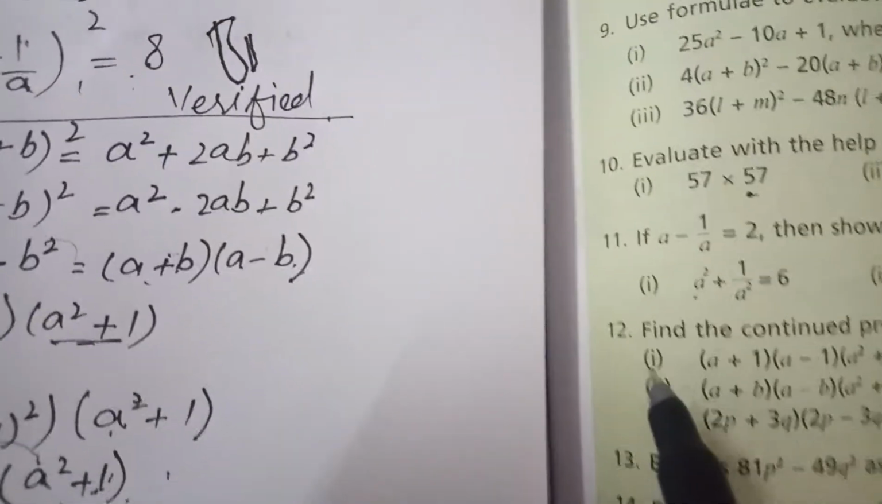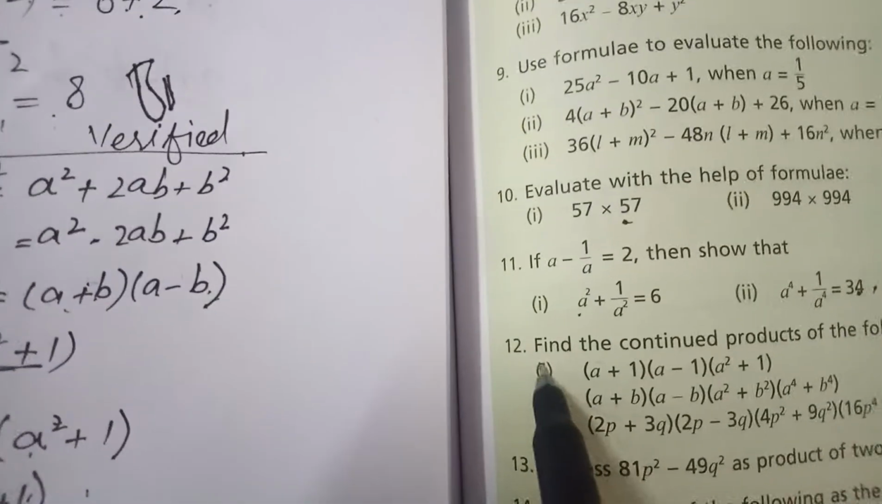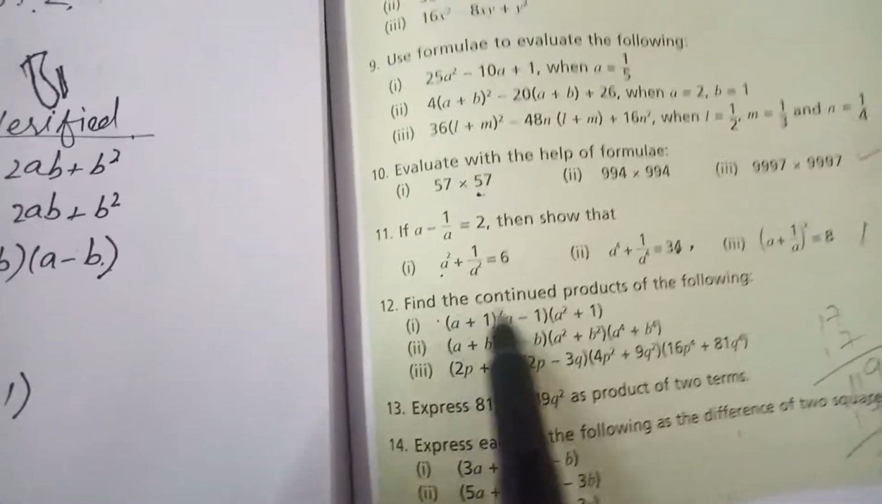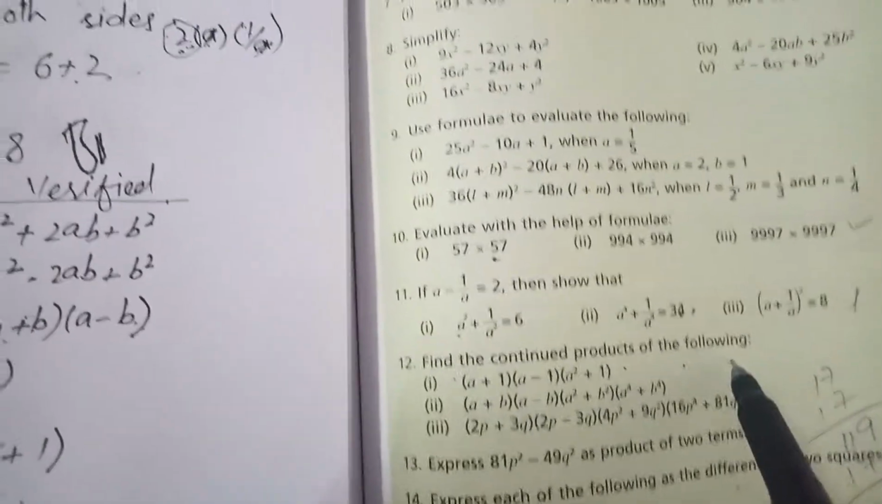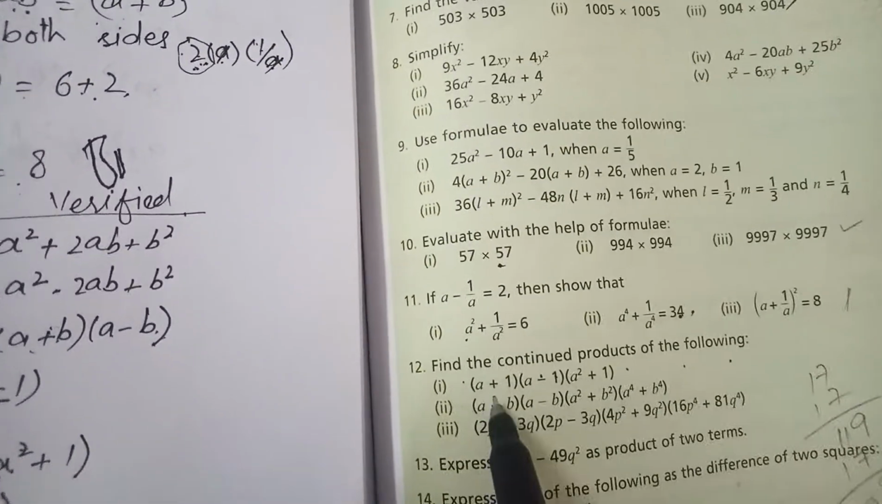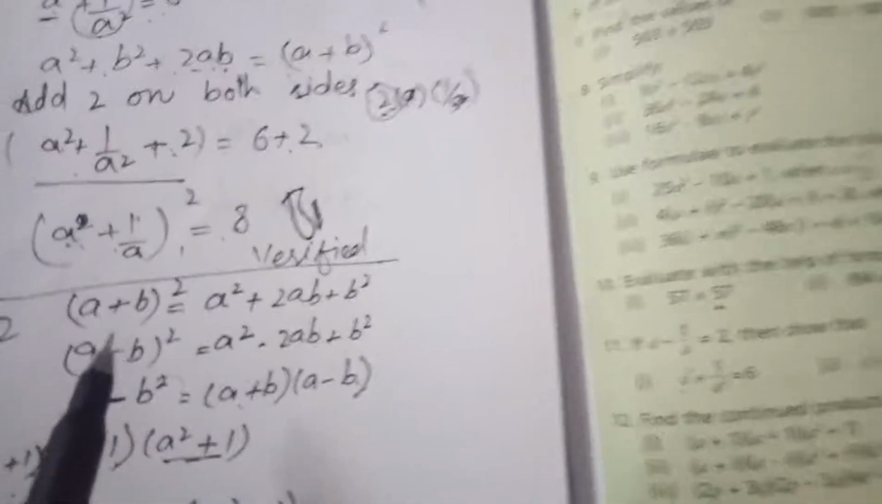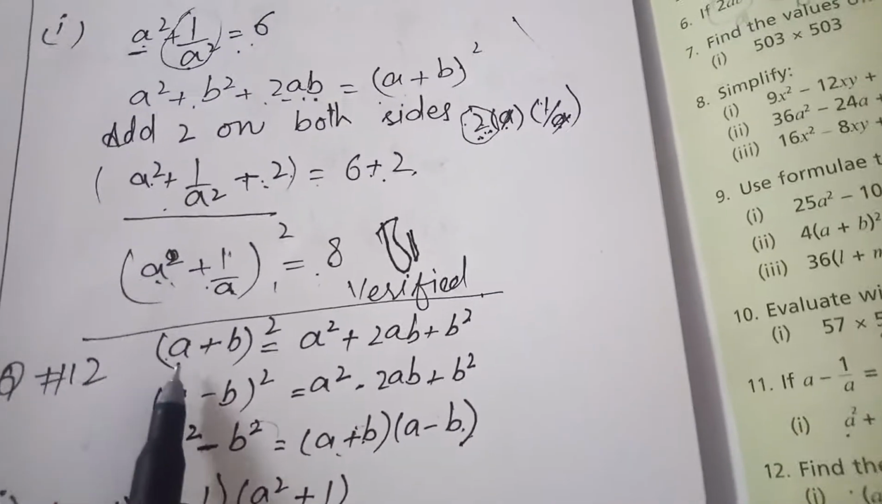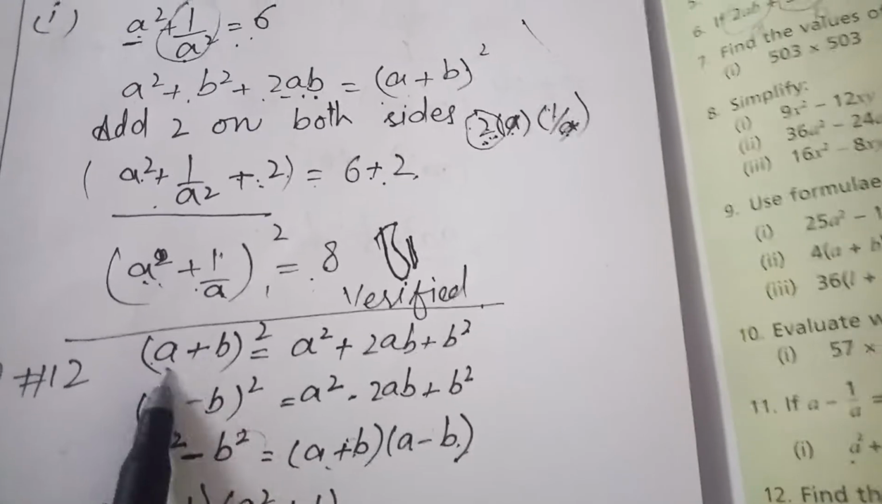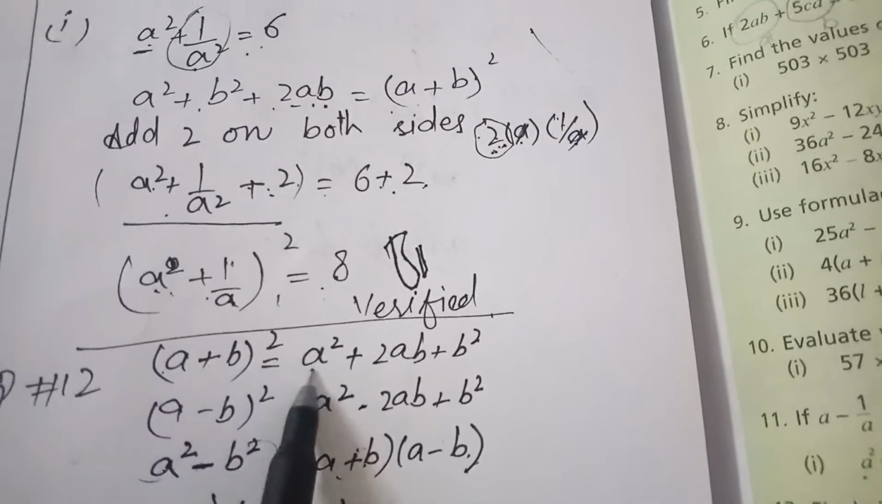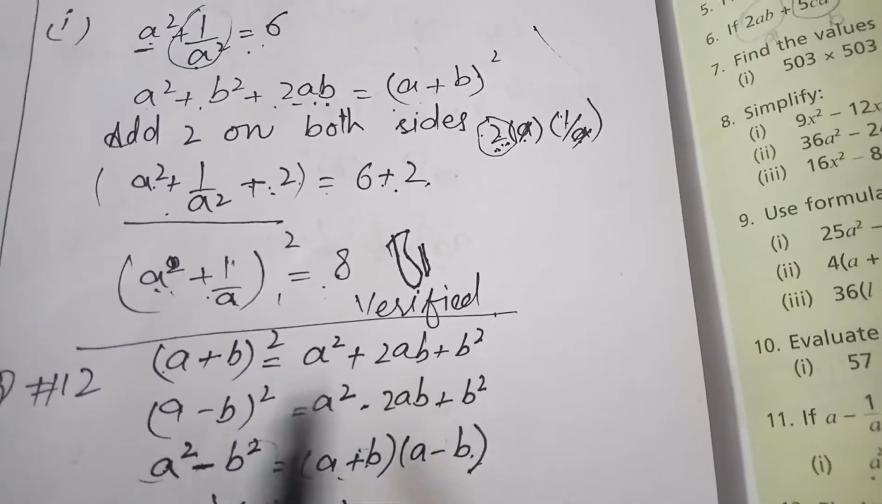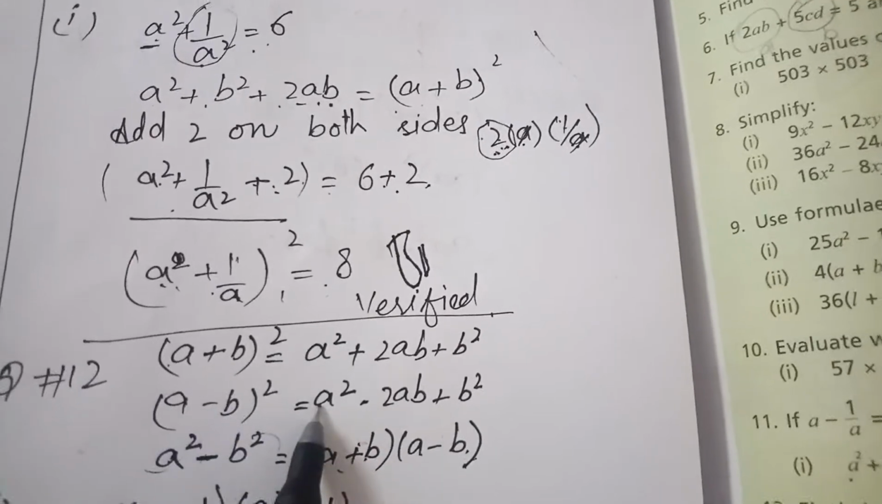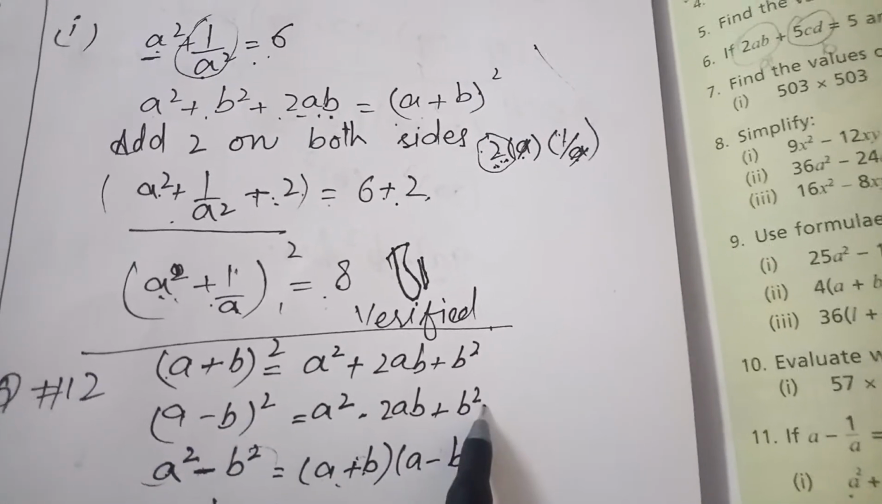Now come for question number 12. In question number 12, we have to find the continued product of the following. For question number 12, we have to know about another formula. Last time we have worked on two formulas, that were (a plus b) square is equal to a square plus 2ab plus b square. (A minus b) square, that was a square minus 2ab plus b square.